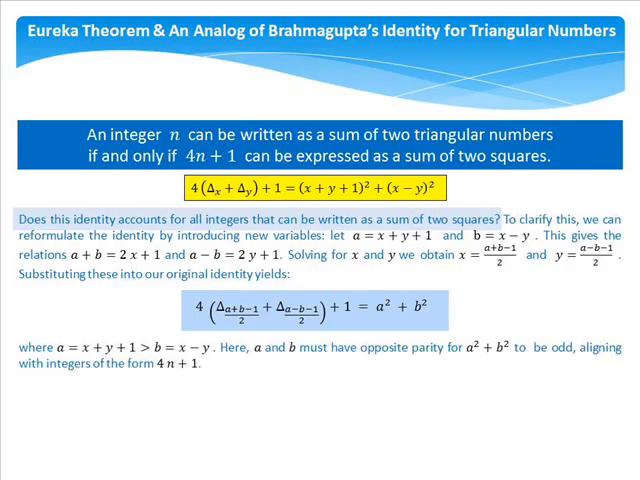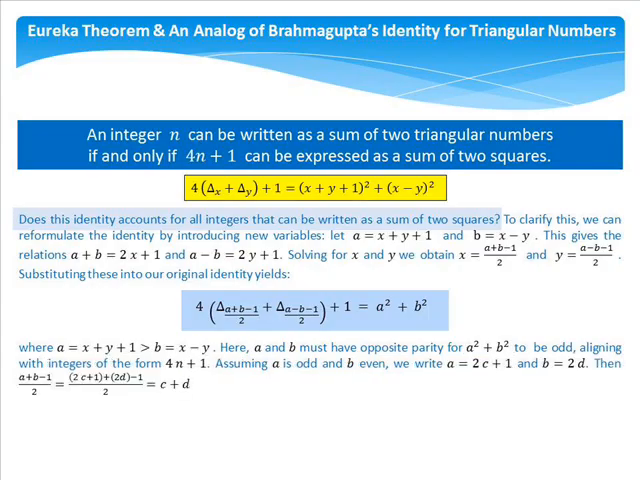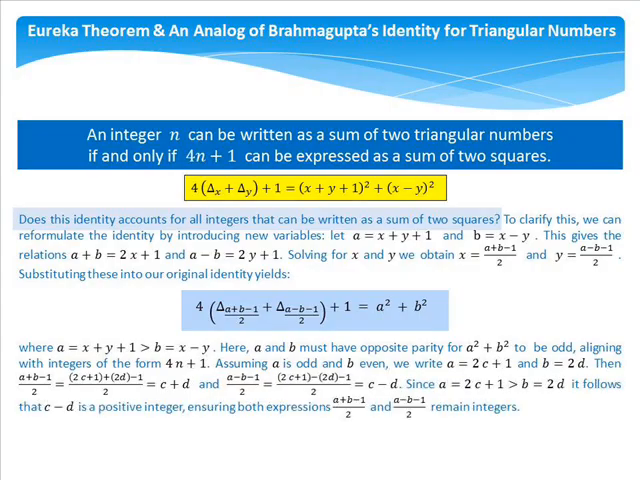Here, a and b must have opposite parity for a squared plus b squared to be odd, aligning with integers of the form 4n plus 1. Assuming a is odd and b even, we write a equals 2c plus 1 and b equals 2d. Then (a plus b minus 1) over 2 equals c plus d, and (a minus b minus 1) over 2 equals c minus d. Since a is bigger than b, it follows that c minus d is a positive integer, ensuring both expressions remain integers.